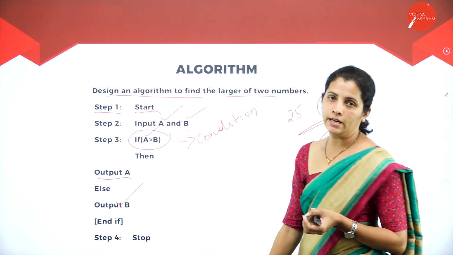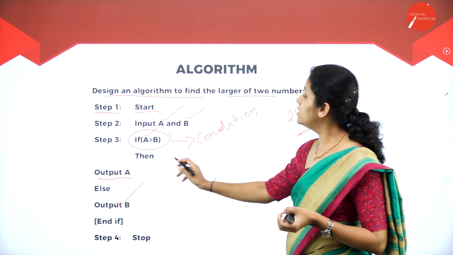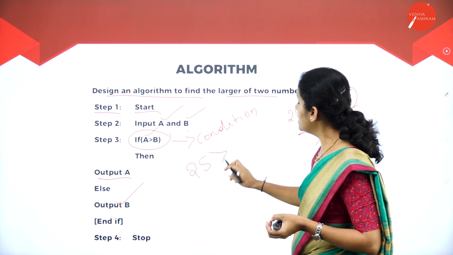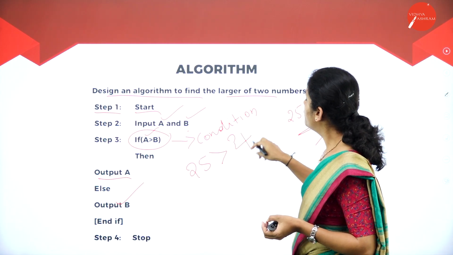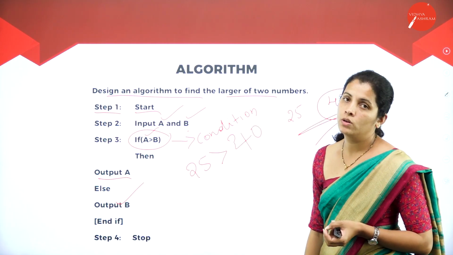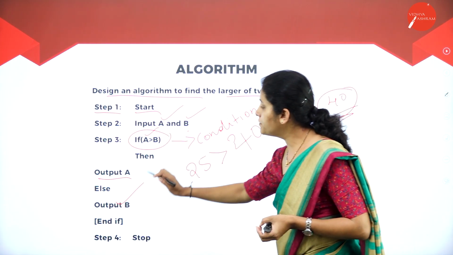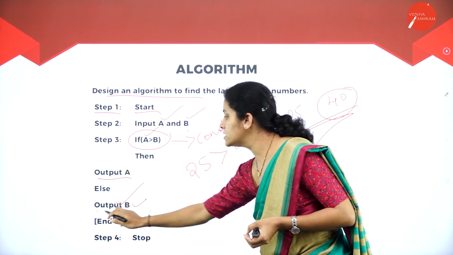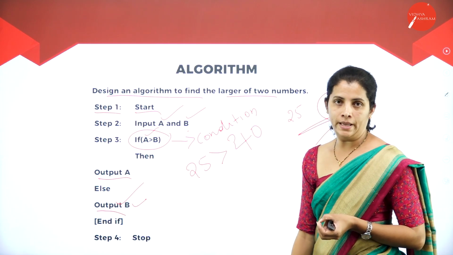B is greater. According to the example, what is A here? 25. Greater than 40. Is it true? It is false. If it is false, I'm going to have second half. That is, I'm going to display output B.